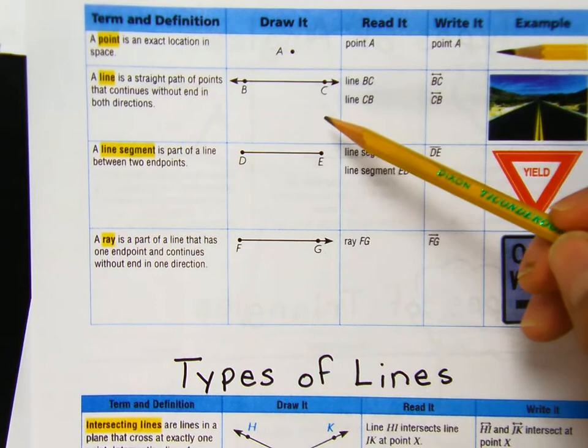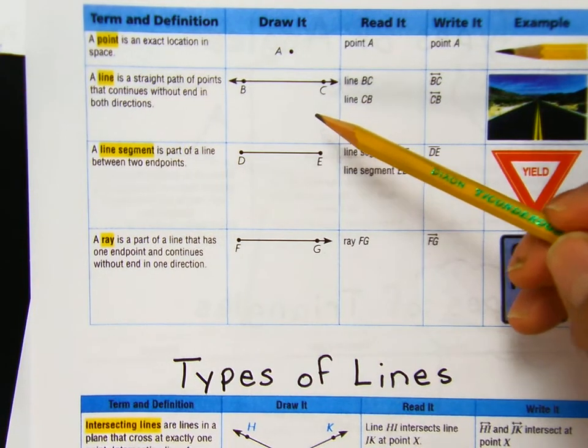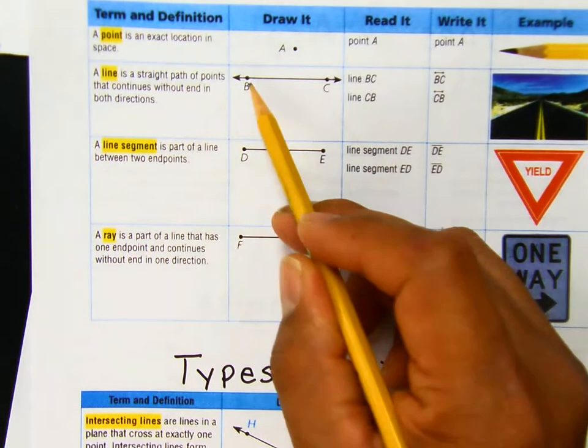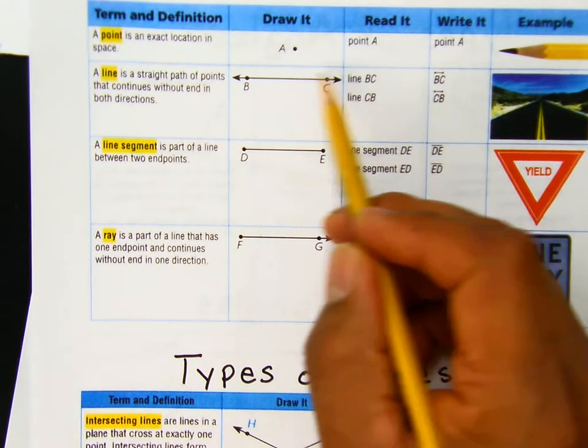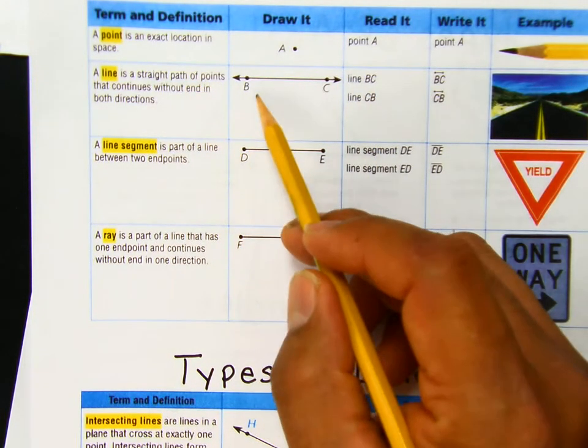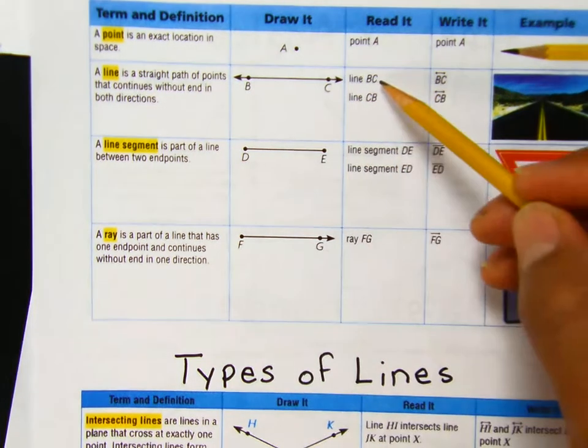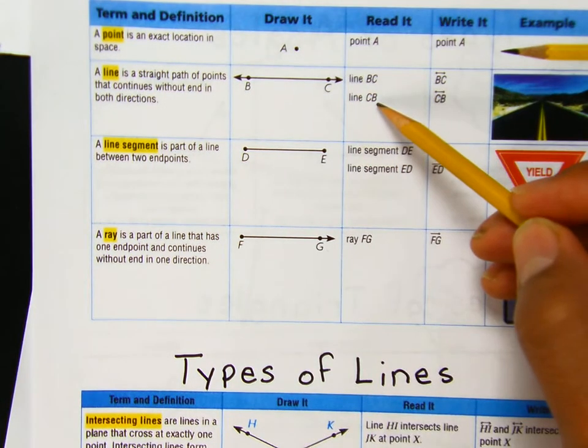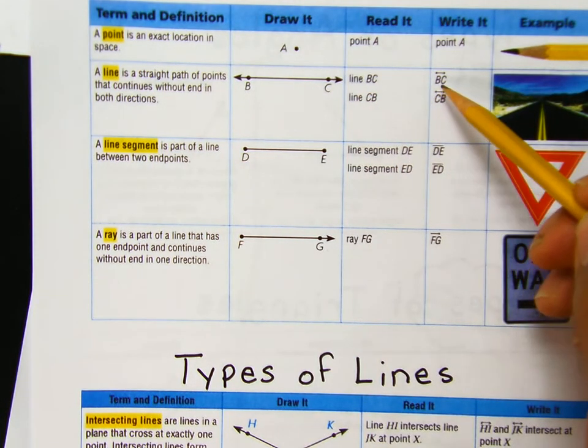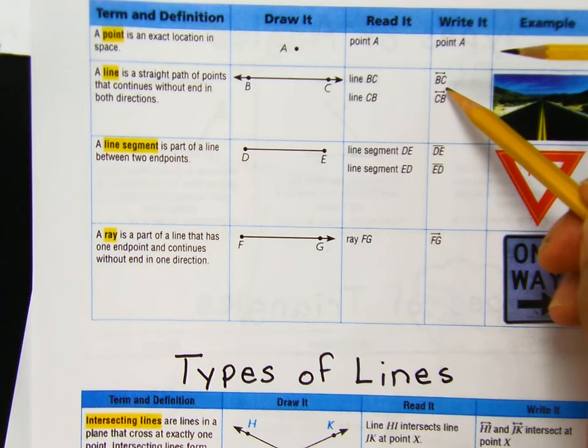The next one would be line. A line is a straight path of points that continue without end in both directions. Remember, lines go without end to both directions. This line is labeled BC, so we can call it line BC or line CB. And we will write it line BC or line CB.